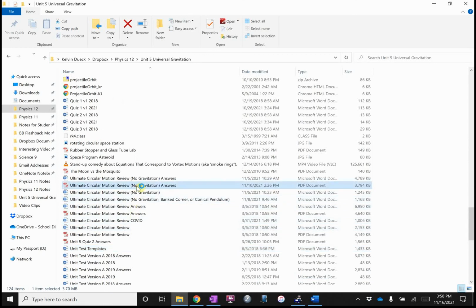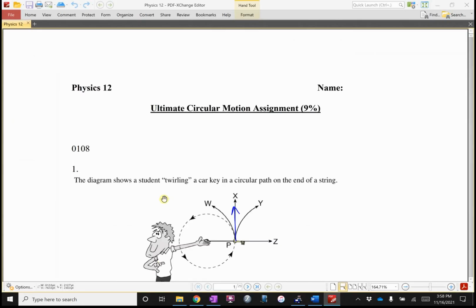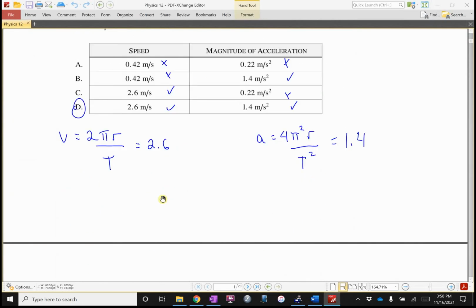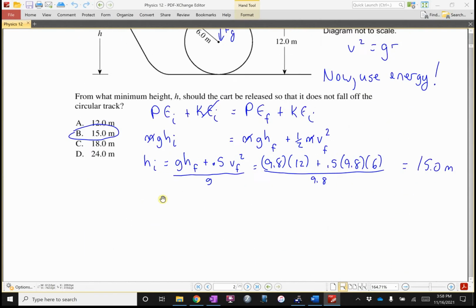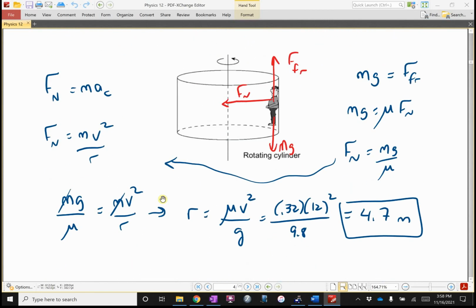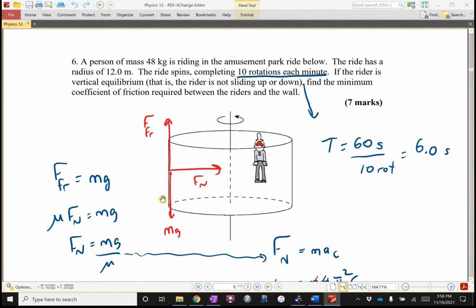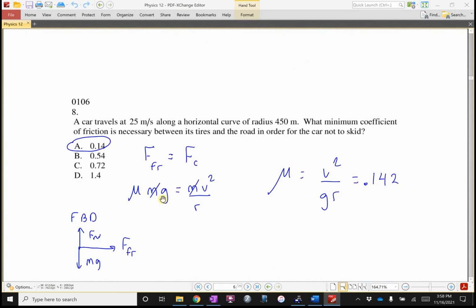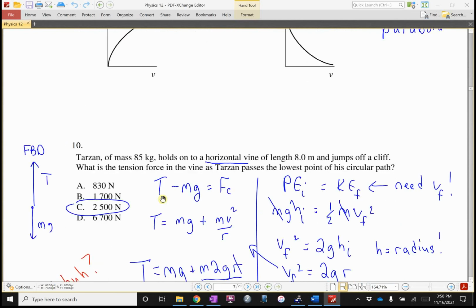Okay, because this one you also had to bring in conservation of energy, and I'm not going to give you a big combination like that. This Tarzan one is really similar to the roller coaster loop cool applications, lesson 5. I thought it was number 6. Maybe it was number 10.